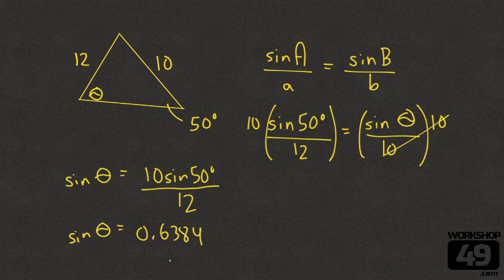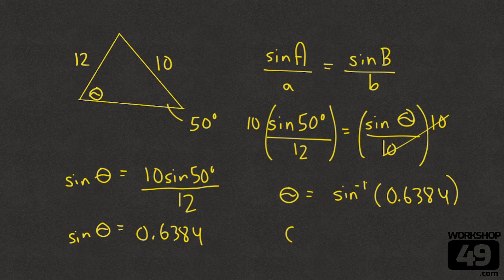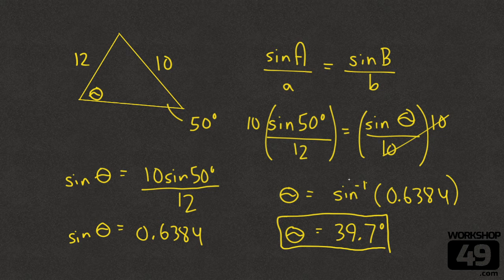That's the sine of theta. And if you've done right angle trig before in SOHCAHTOA, you should know how to get rid of this sine, and that's by using the inverse sine. So we will get that theta is equal to the inverse sine of 0.6384, which is going to leave us with theta equals 39.7 degrees. And just like that, we were able to use the law of sines to get an unknown angle for an acute triangle that's not right.